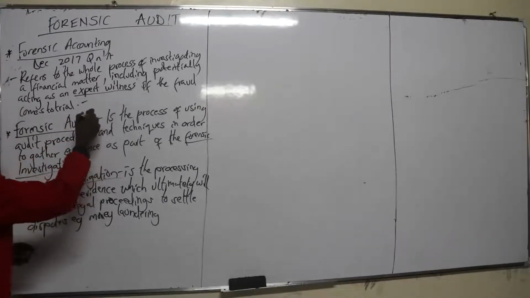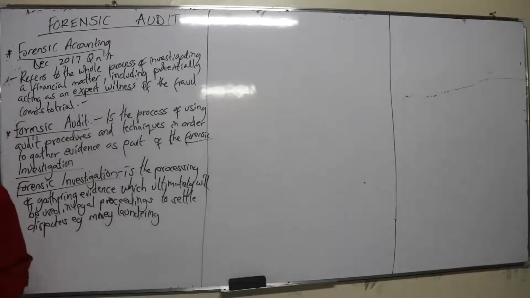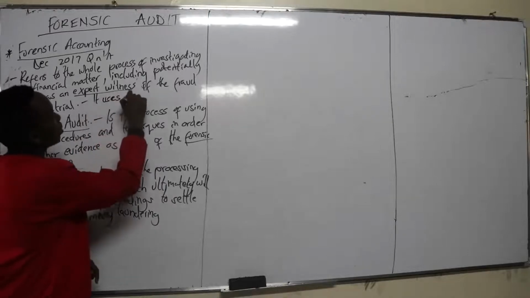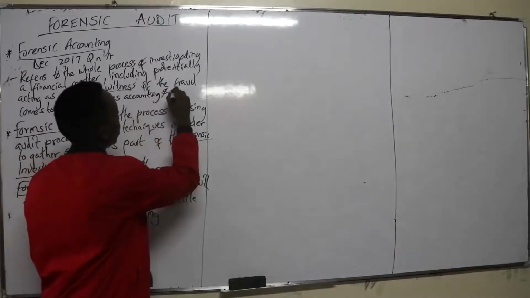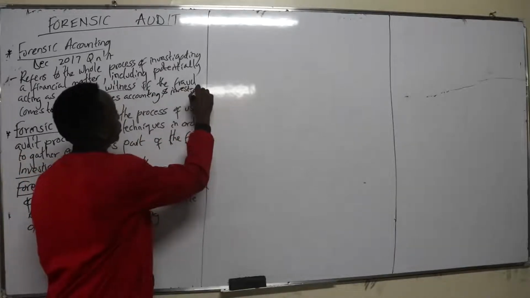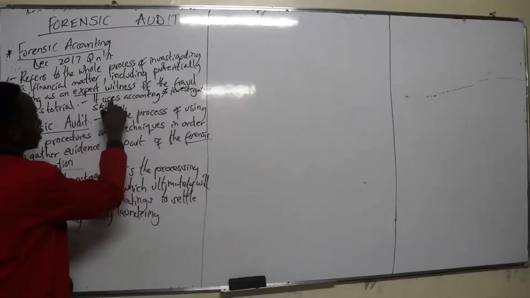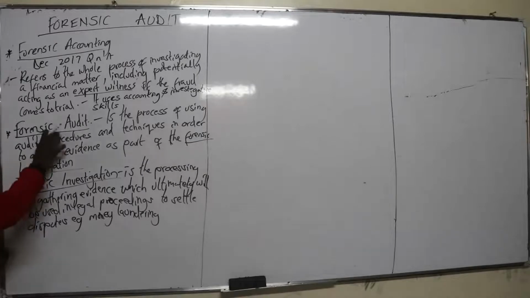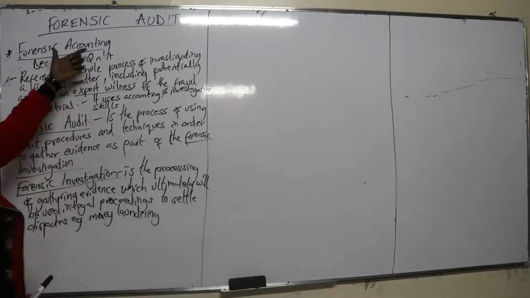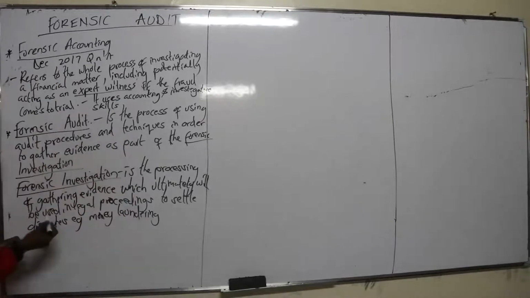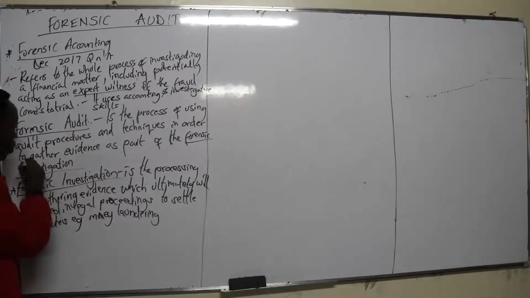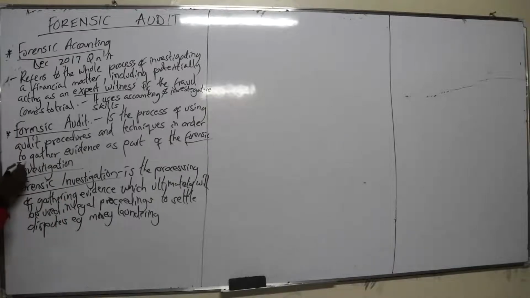You can add here that it uses accounting knowledge in carrying out that investigation, so it uses accounting and investigative skills. This is just how you would have answered this question. When you're introducing forensic auditing, you usually have forensic accounting and the forensic investigation. The data you have gathered, when you use these audit procedures in carrying out the forensic investigation, is what we call the forensic audit.